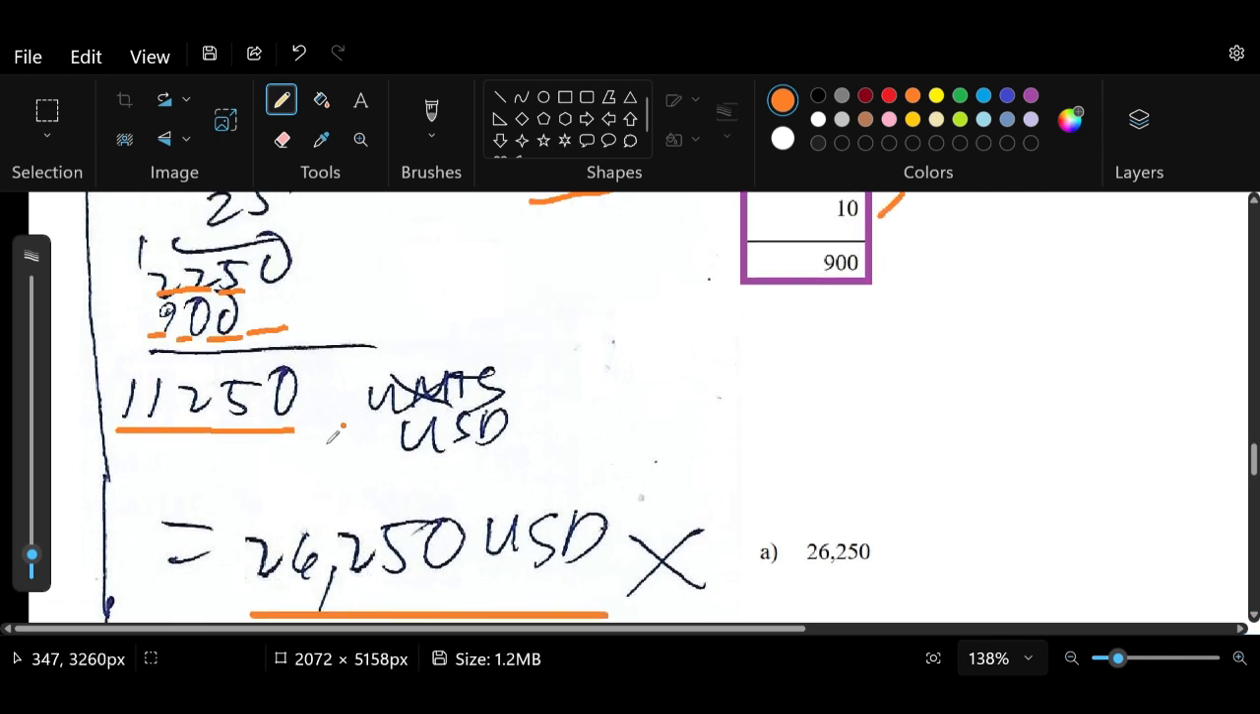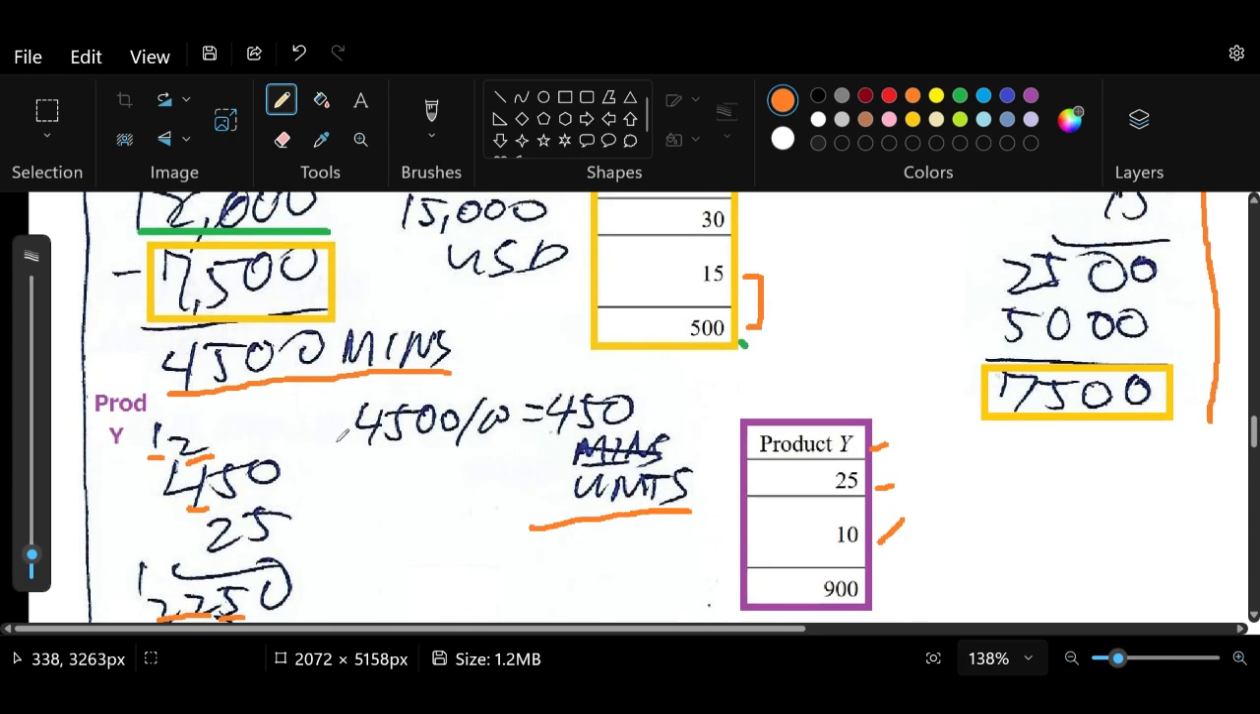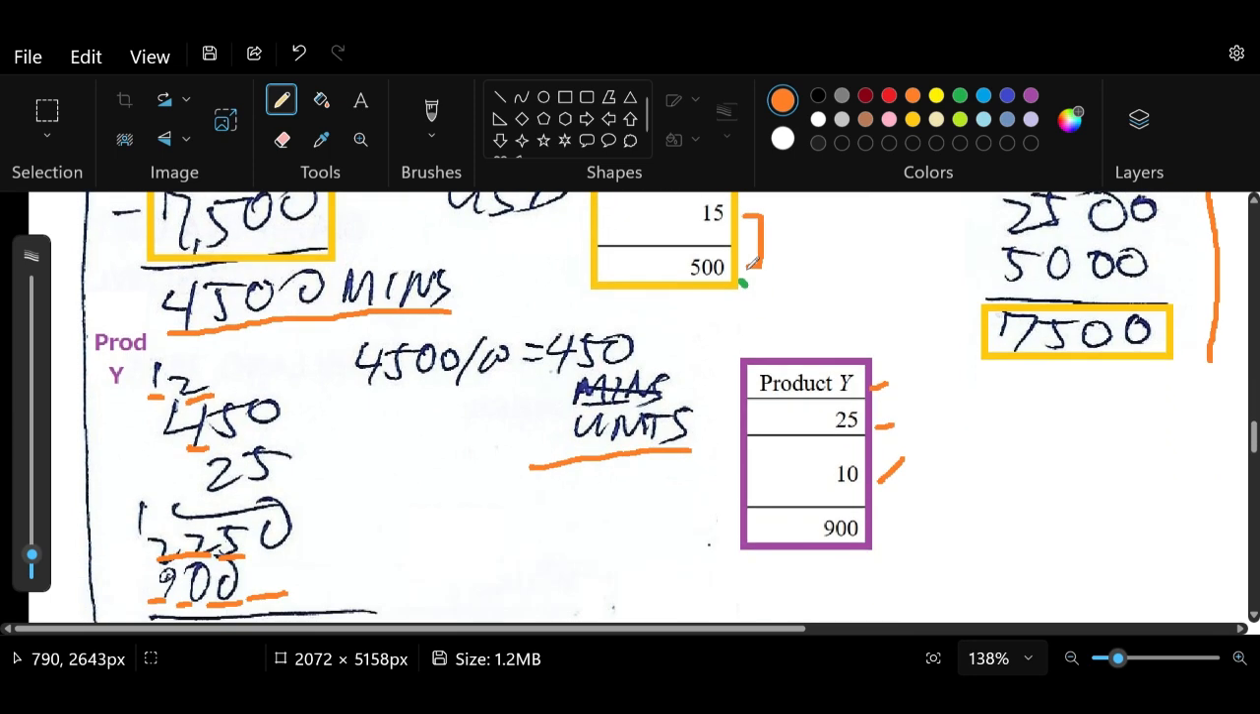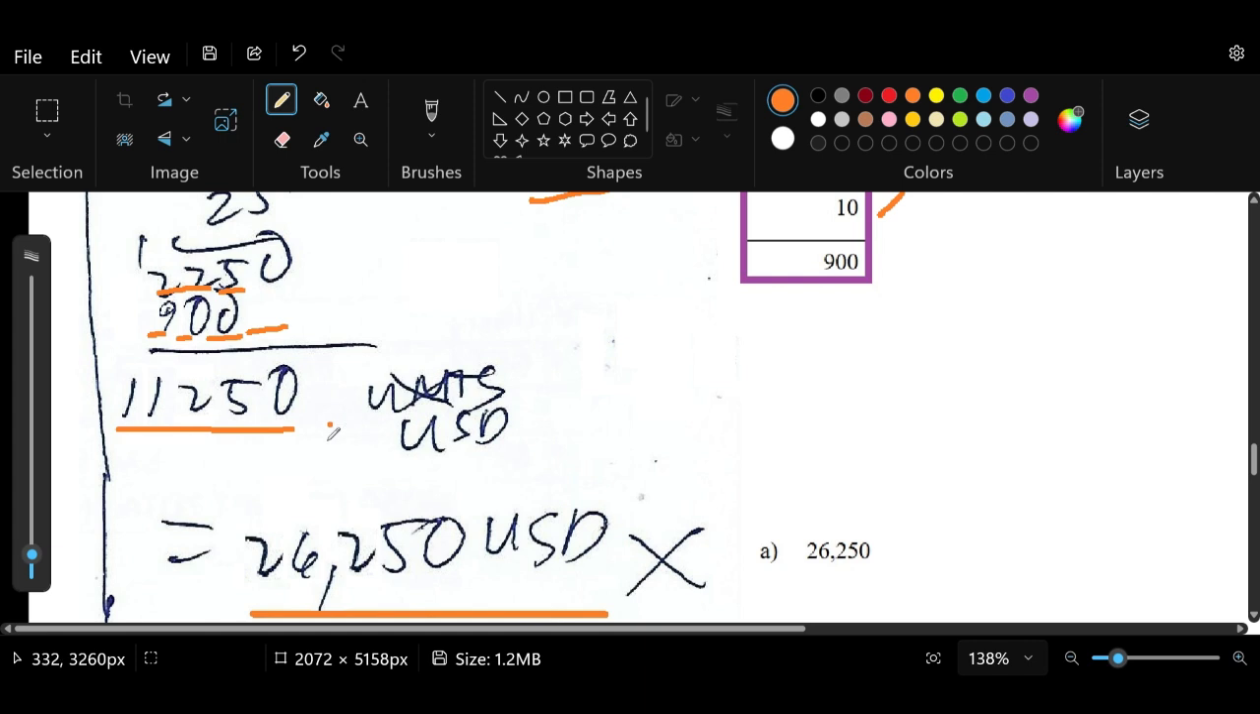And if we add this with the one that we got previously, the 15,000 US dollars, because we are doing the maximum amount of units that we can get for product C, we have 15,000 plus 11,250. That's why we have 26,250, which is actually choice A. But as we can see, this is not the highest amount of profit that we can make, because it looks like letter C is still the winner.